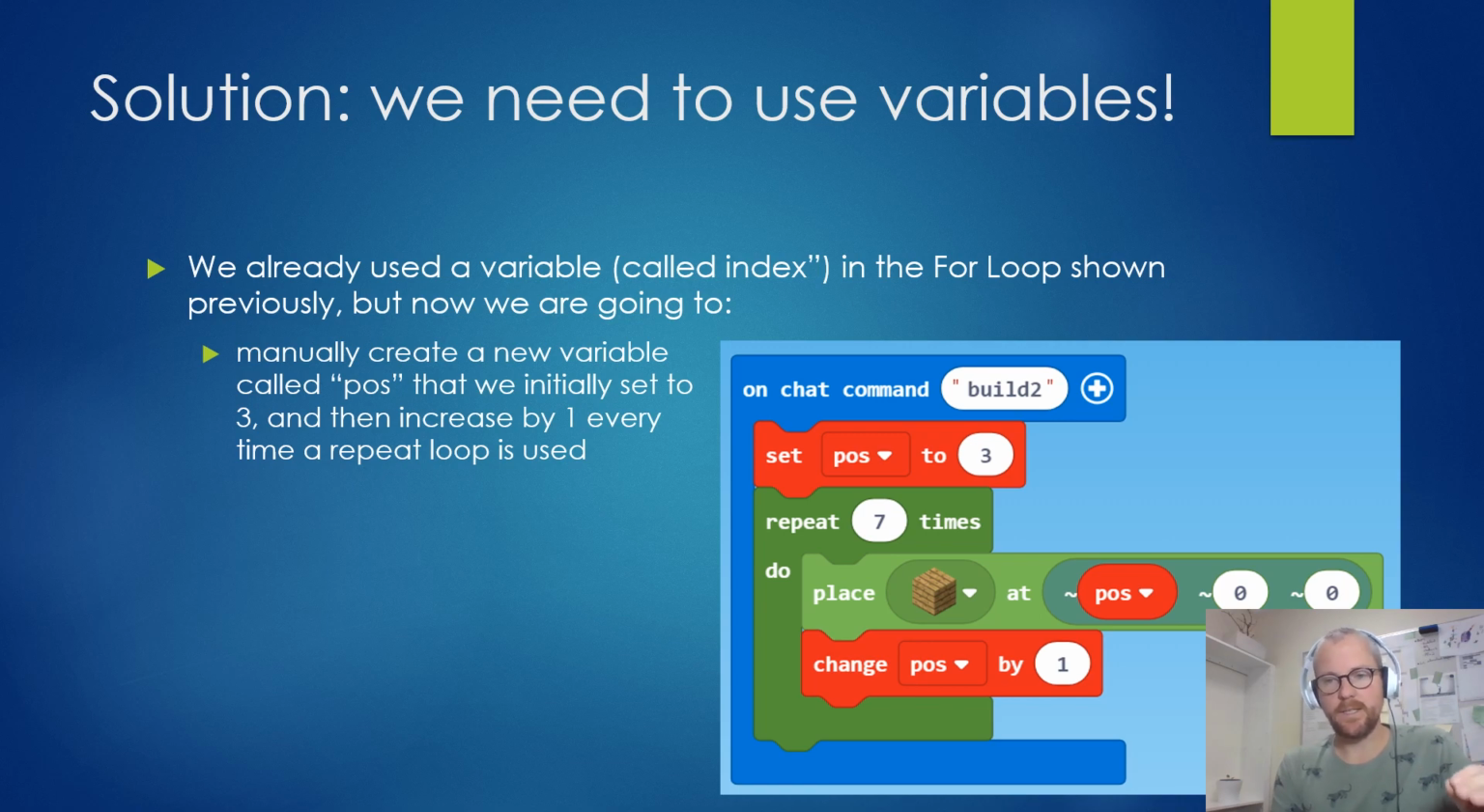But this time, when it does it the second time, if you remember that last section of red code, we'd increased our pos value by 1, so it's now 4. And so it's going to place a block at the position of 4, 0, 0. So every time it goes through the repeat, it places a block, then it increases that value by 1, then it goes back through and does the loop again. And it essentially does exactly the same thing as that previous section of code.